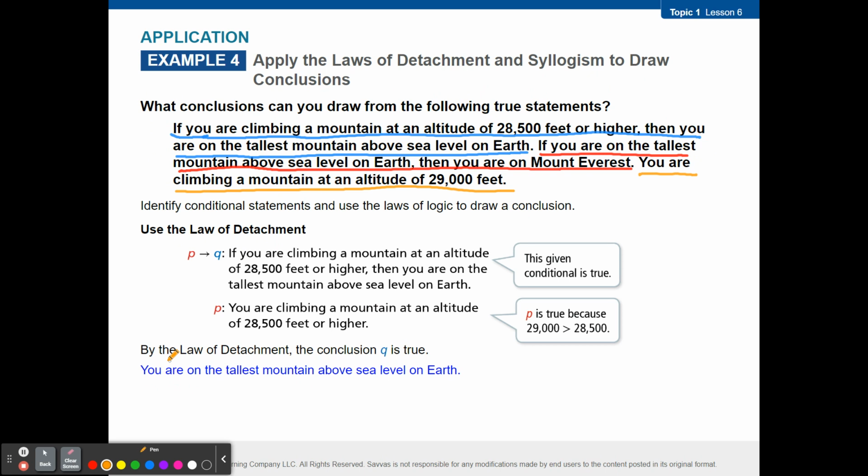So what can we conclude? You are on the tallest mountain above sea level on Earth. Any questions on that? All right, so that applies the law of detachment. Now we have to apply the law of syllogism.